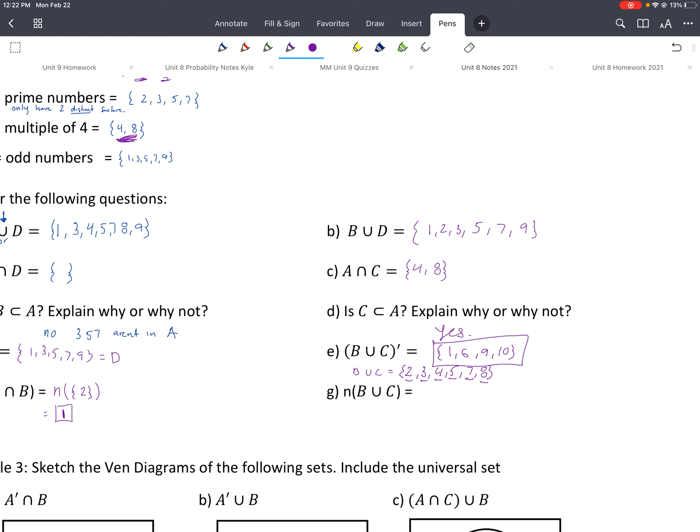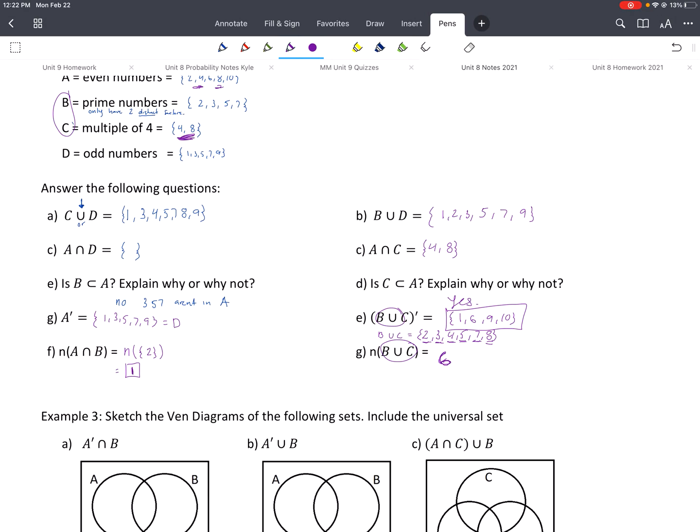And then this is the same as what we did above, but we want to know how many there are. So we have 1, 2, 3, 4, 5, 6. 6 elements. Okay. All right.